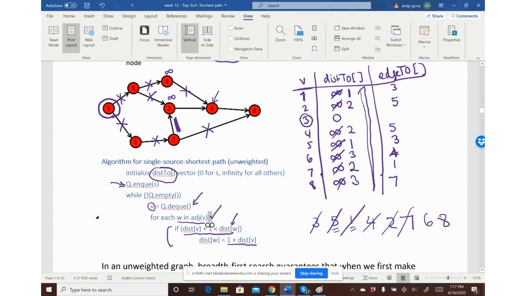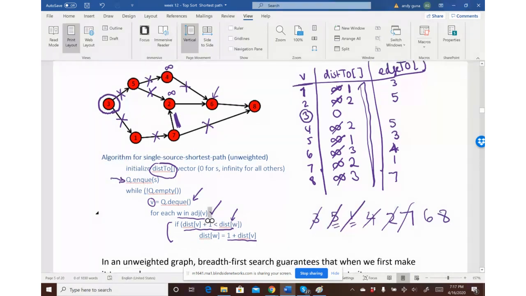So if someone asks you, what is the shortest path to 6 from 3? Let's say this is the source vertex and this is the destination vertex. Can you tell me the nodes in the shortest path from 3 to 6? Okay, say 3, 5, 4, 6. Let's see how we found that.